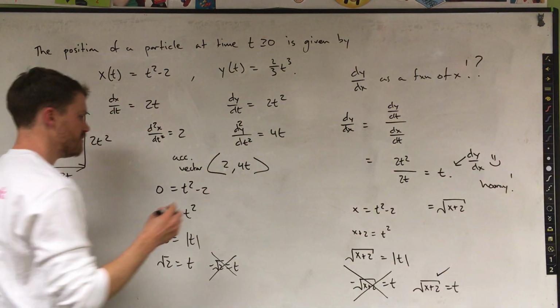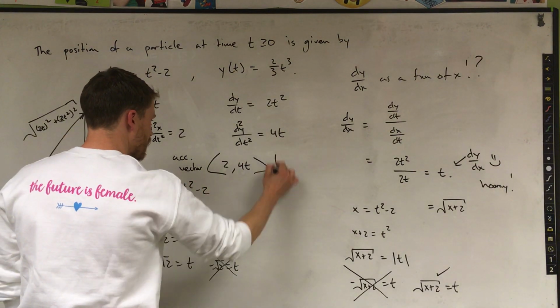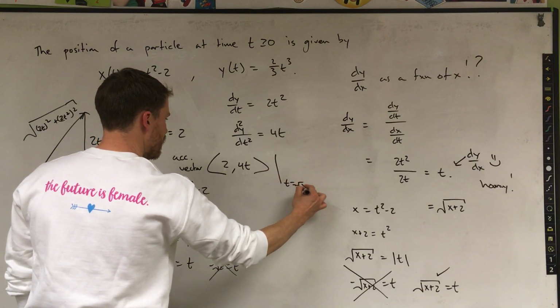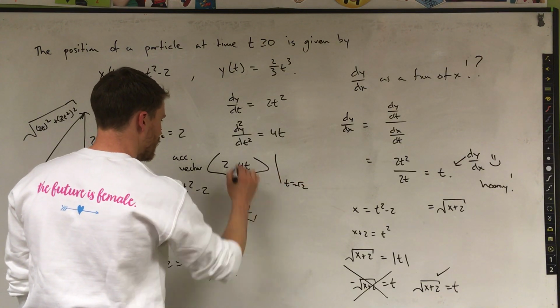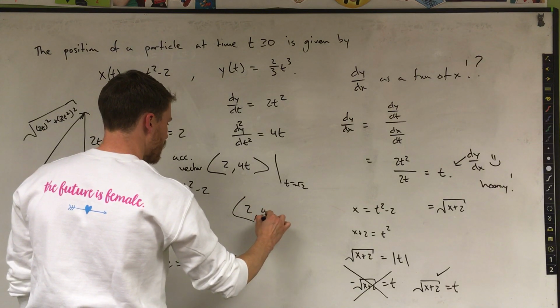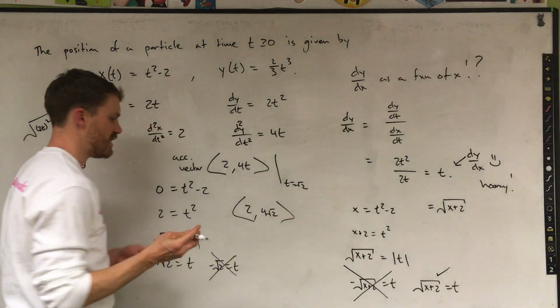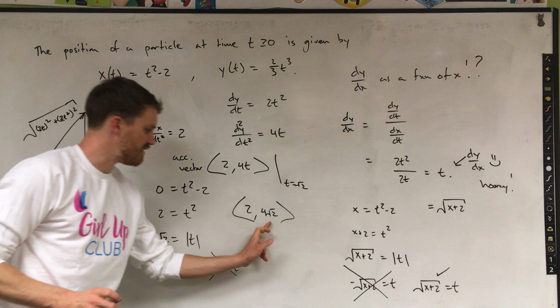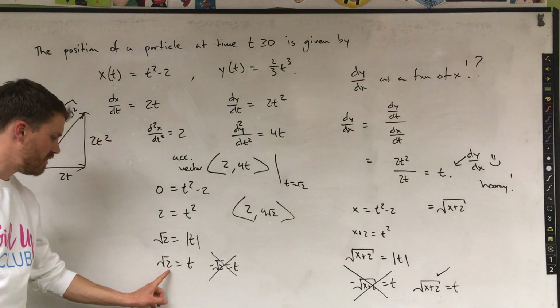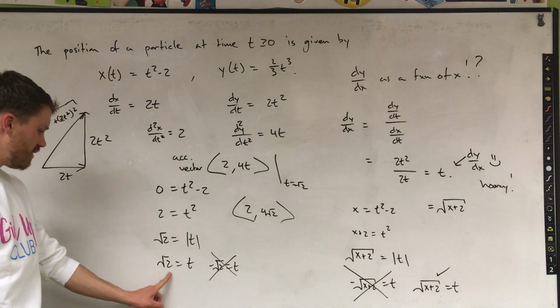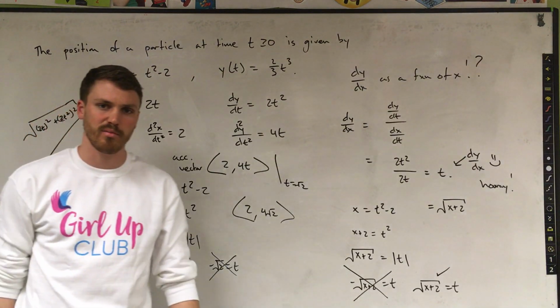If I want to find it at square root 2, I plug in t equals root 2. Nothing happens to 2, but 4t becomes 4 square root 2. So that is my acceleration vector at the time when the particle was on the y-axis. And that's the end of the problem. Hooray.